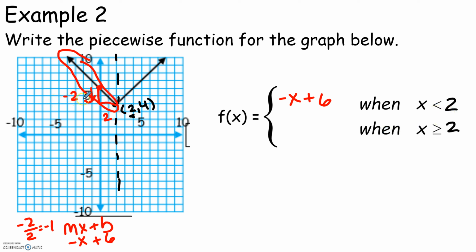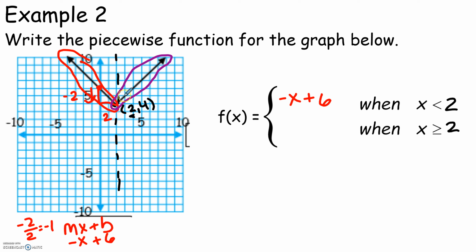So when we're to the left of the vertex, where I have a negative 1 slope, and we cross the y-intercept at 6. Try your best to find the equation for the right side. I'll give you a hint. You have to extend it to find the y-intercept. So let's go ahead and extend it.